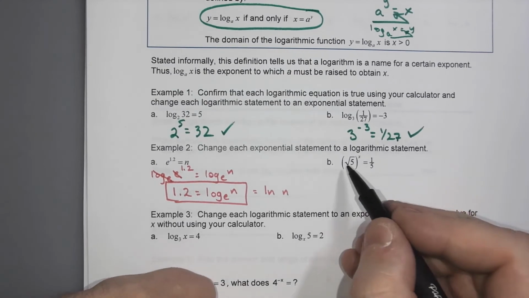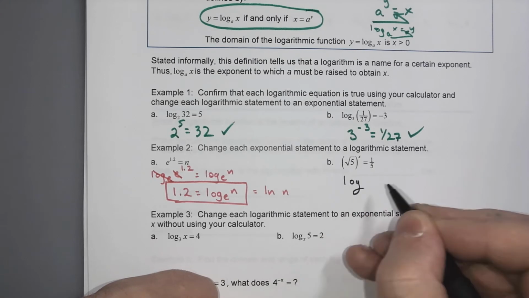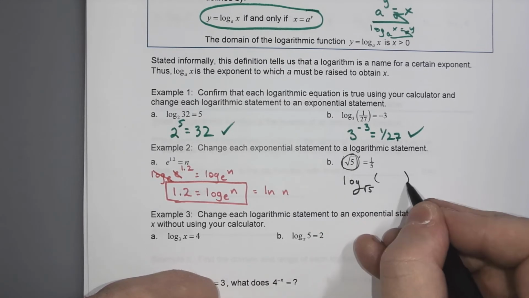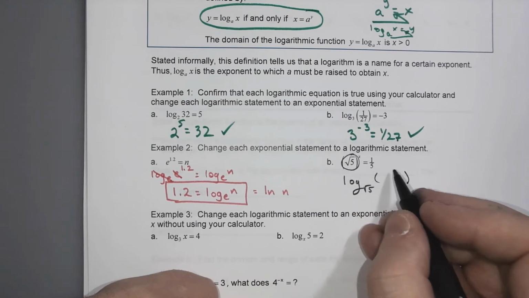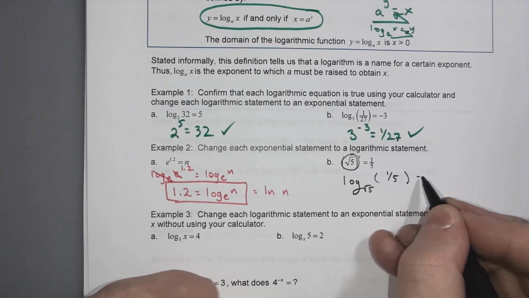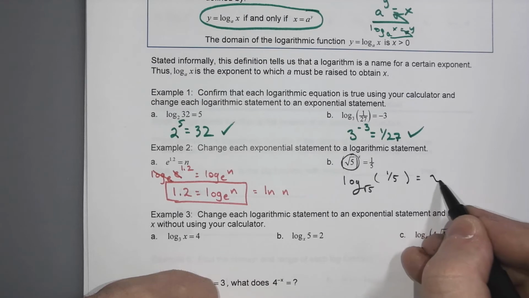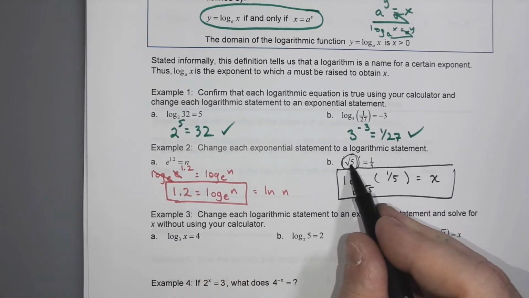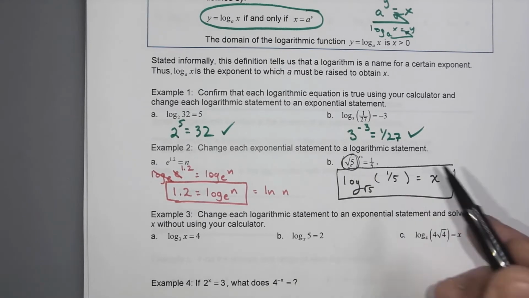For this problem, it would be log base radical 5 of 1/5 is equal to x. Log base that number of that number is equal to that number.